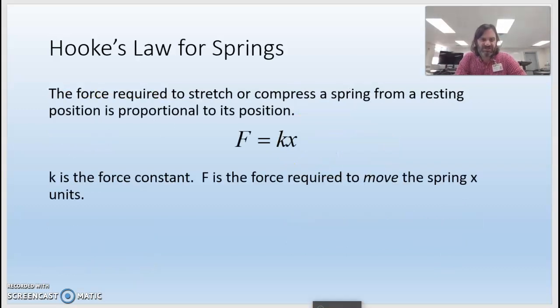So we're going to talk about Hooke's law for springs. What this says is the force required to stretch or compress a spring, so either push a spring together or try and pull it apart from wherever it is at ease, at rest, is proportional to its position. So we get a force constant here where the force is equal to some multiplier times the position, the movement. Okay, F equals kx. So basically that's the force to move x units. And there's some multiplier there that is constant. So let's see that in action.